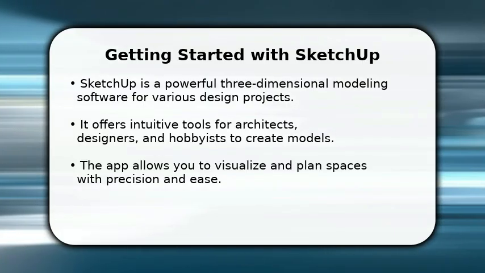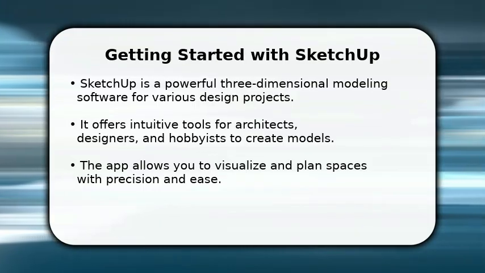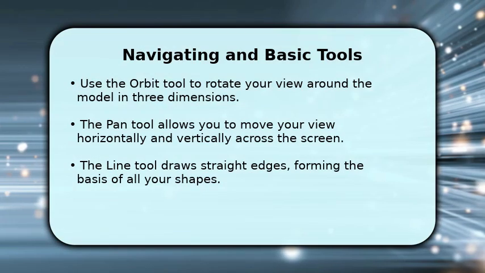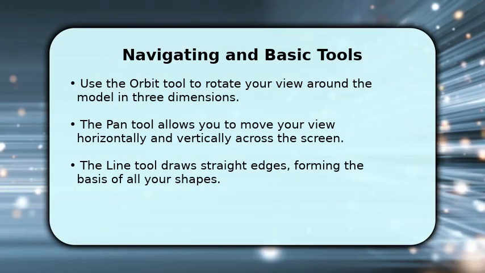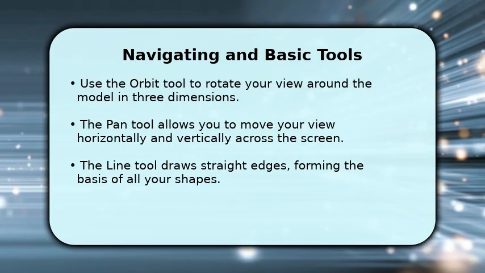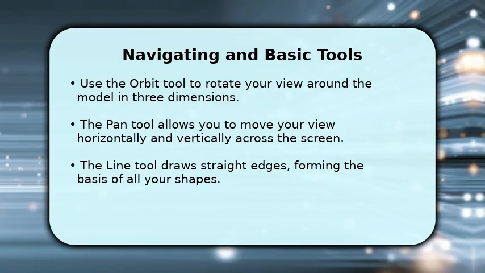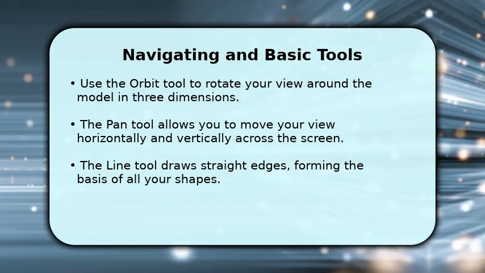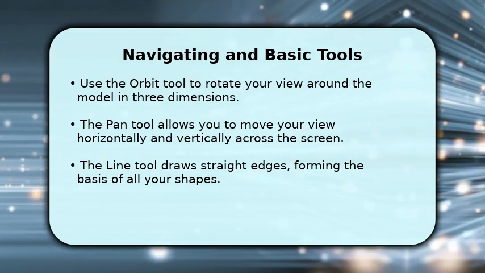Next, familiarize yourself with the main interface, including the large drawing area and the toolbars located around the edges. You will find essential tools like the Select tool and the Orbit tool readily available for immediate use. To navigate your model, use the Orbit tool, which looks like two arrows forming a circle, to rotate your view around the center. The Pan tool, represented by a hand, lets you slide your view across the screen.